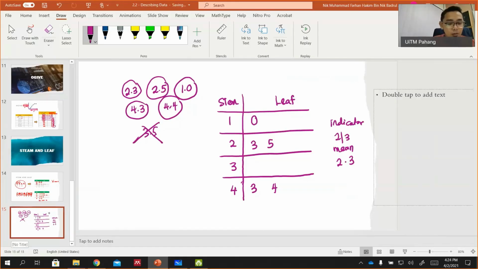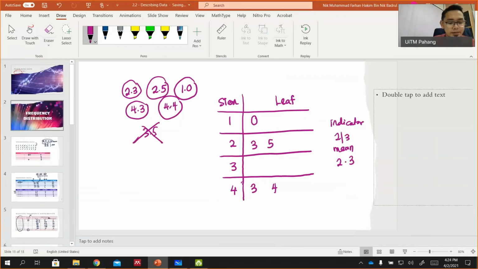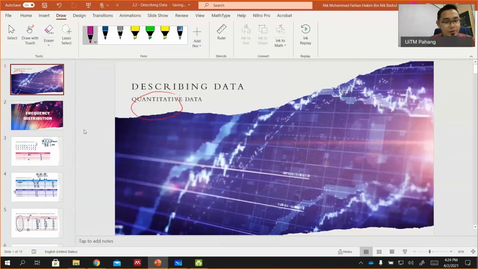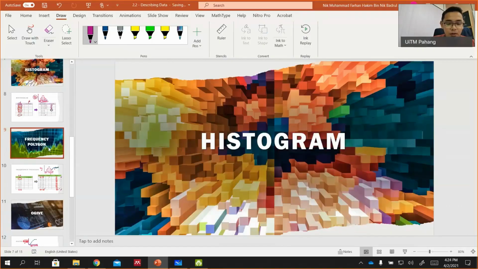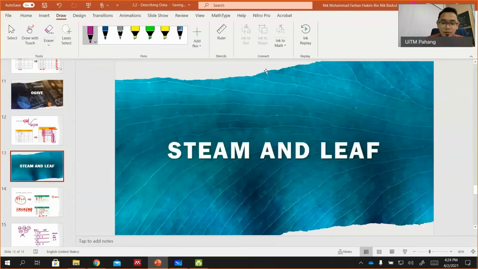So that's all for the quantitative data. I hope you get some ideas on the frequency distribution, histogram, frequency polygon, ogive, and also the last one we have done with the stem and leaf.